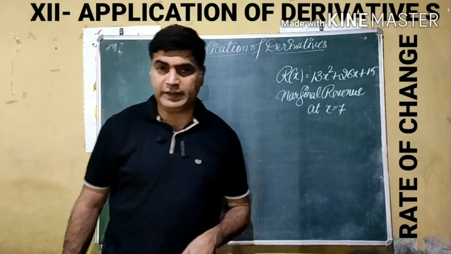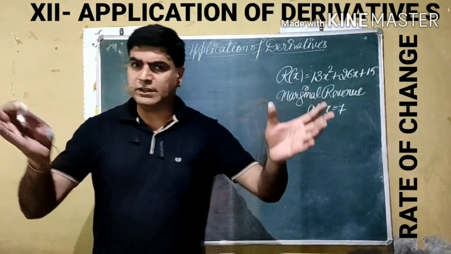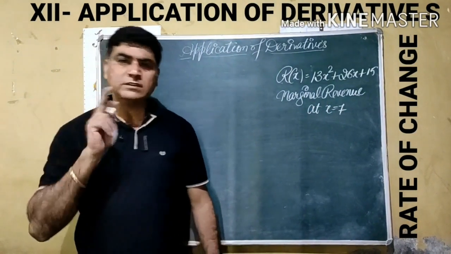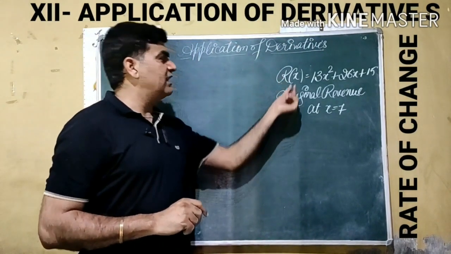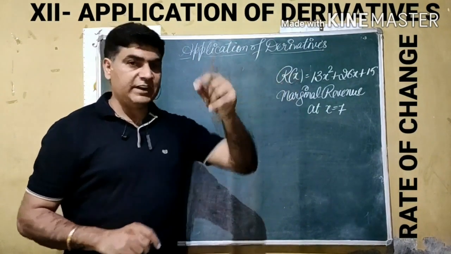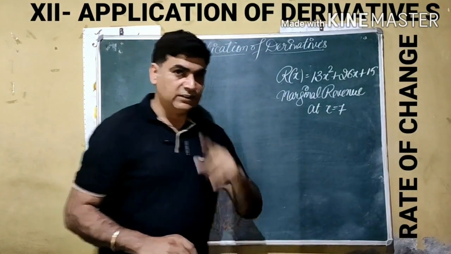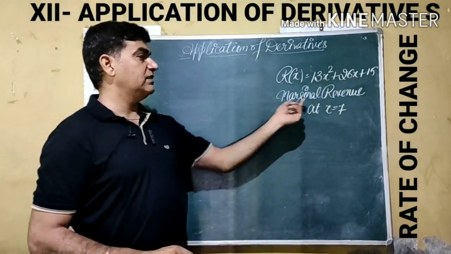Next question is from our daily life. As you know, in our daily life we purchase something and sell something. A shopkeeper gets some profit or loss from selling or purchasing some commodity. Here we are given a question: by selling some items of a commodity, revenue R, in simple language the selling price, is given by this function. We have to find the marginal revenue.